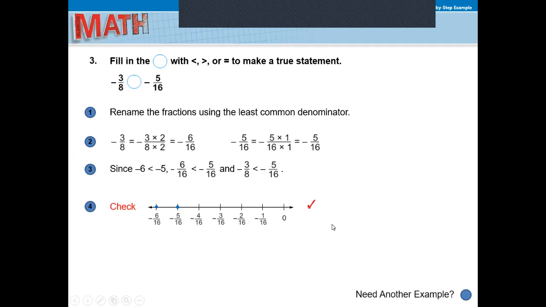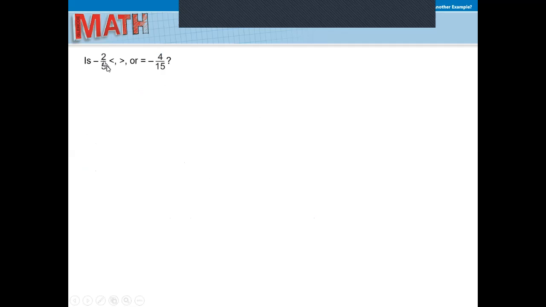Here's another example. Is -2/5 less than, greater than, or equal to -4/15? You're going to need to find a common denominator and then compare the numerators. Use a number line if you like. Show your work in your math notebook. Pause while you're working. Bring all your questions to the group. Press play when you're ready to go on.